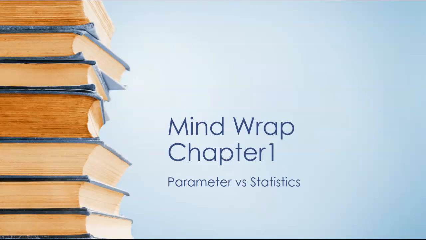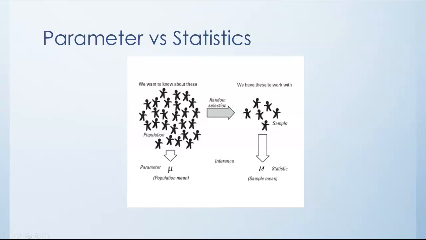So if we go to our next slide here, a parameter describes an entire population. The most common parameter that you probably can recognize is a census, like the U.S. Census Bureau. When we take information about an entire population of people, that is considered a parameter.